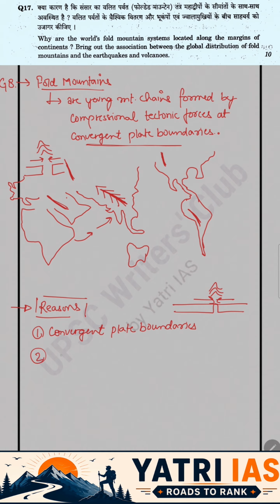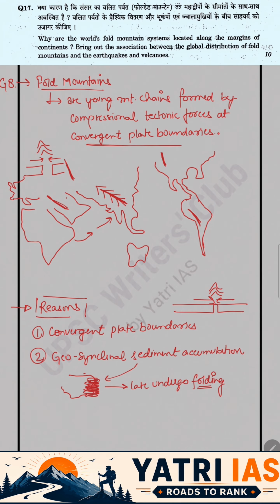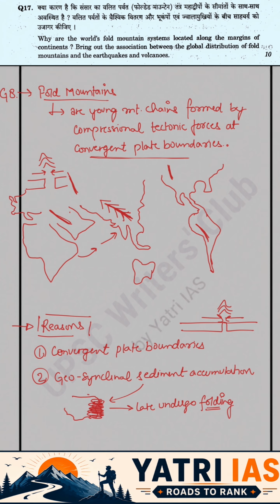Then you would mention geosynclinal sediment accumulation. The continental margins, what happens is, like if this is a continent, the margins of the continents are accumulated with thick marine sediments, and over a period of time later undergo folding. There are hundreds of marine fossils on the Himalayas because they were around an ocean in the beginning, and when they collided with the Eurasian plate, the sediments of the oceans all start coming and building into a towering peak.